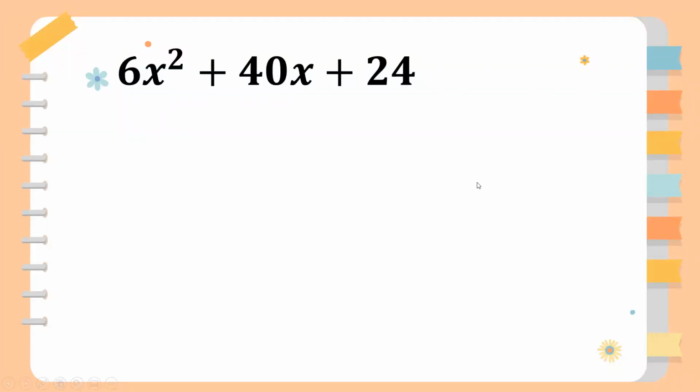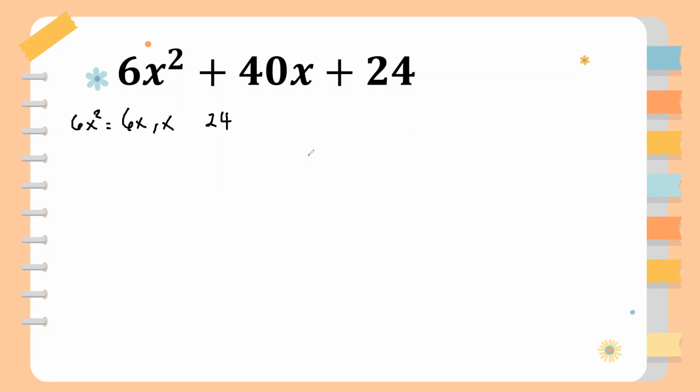Ayan. Let's have 6x squared plus 40x plus 24. Again, first you get the factors of first and last term. So let's get the factors of the first term. We have 6x squared. Yung factors niya are 6x times x.